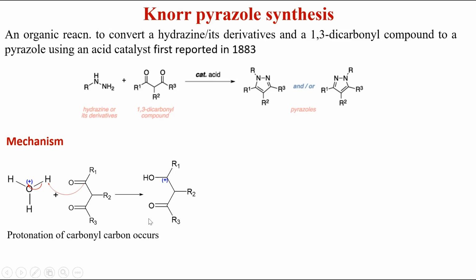As the pi electrons move towards oxygen to form the protonation of the oxygen, it renders this carbon electron deficient, which we have represented as a positive center. As this is the positive center, the hydrazine or its derivatives can react with this. The amino group of the hydrazine has a lone pair of electrons, and because of this lone pair, it is electron rich and this is electron deficient.